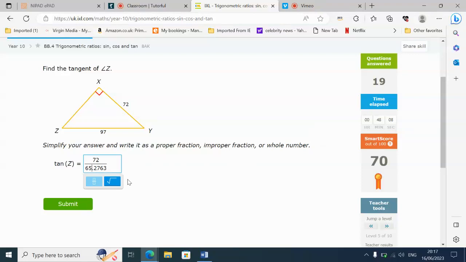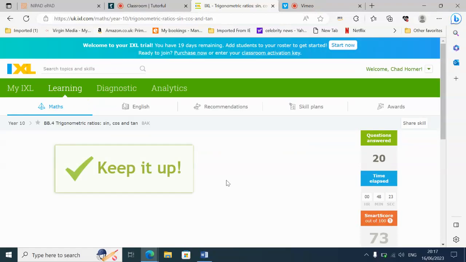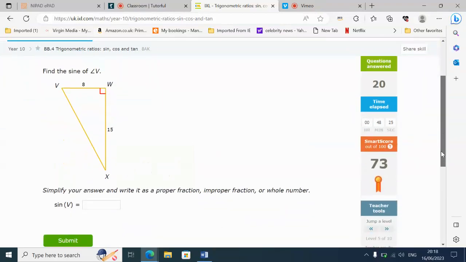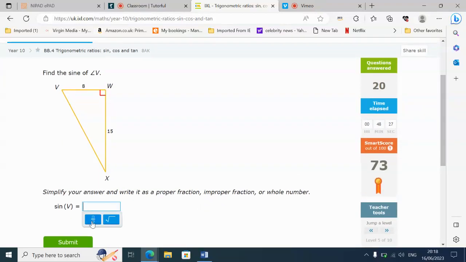Yeah, so that would be 65. Mm-hmm. Oh, so 72 over 65. And can we simplify it? I don't think we can. No. Well done.